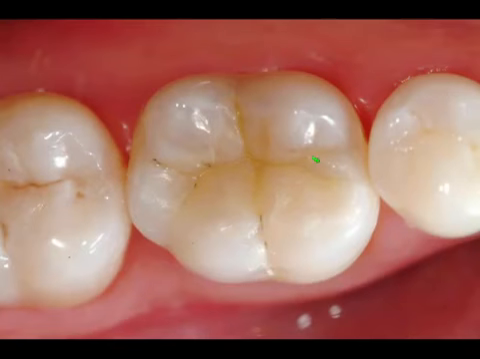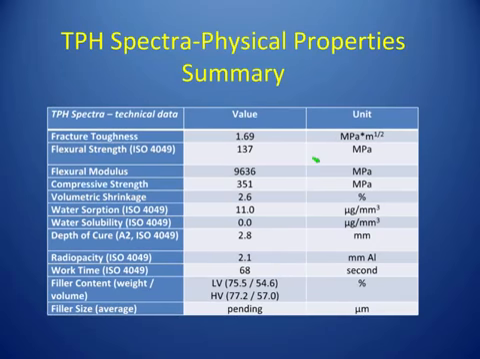There's a summary of TPH Spectra's physical properties, all very competitive. Again, not necessarily a market leader in any one single category, but when we look at this TPH line of composites and the tens of millions of applications we've had with this material, we know these physical properties to be those that will be very successful clinically, and have a lot of confidence in this material that, based on the fact that we're providing clinicians with preference in handling, we'll have a very popular material on our hands.